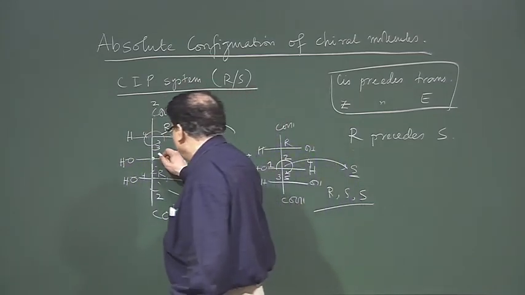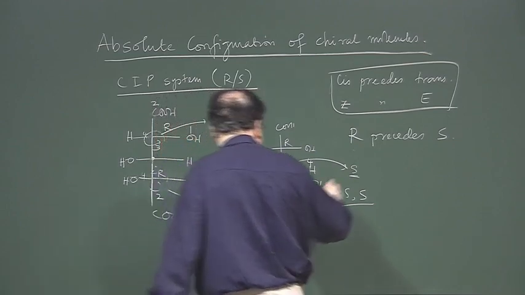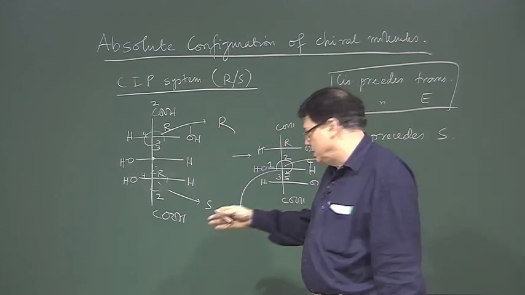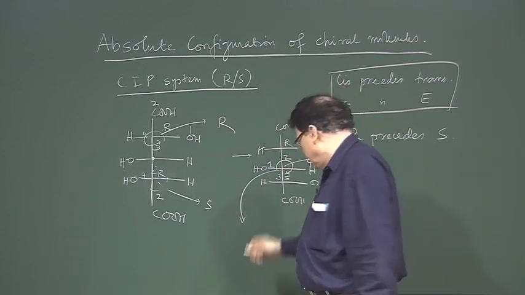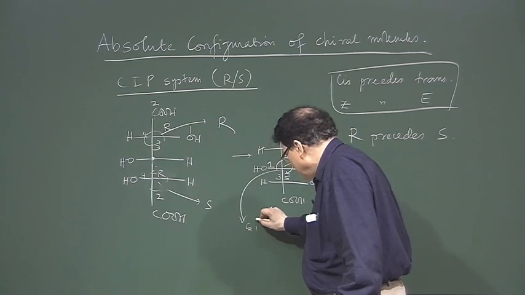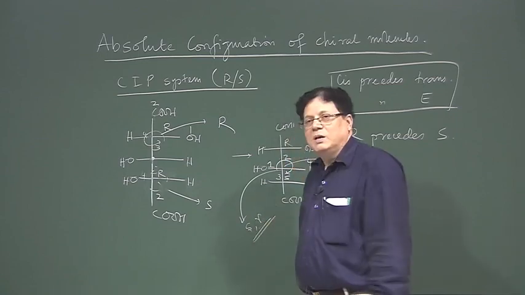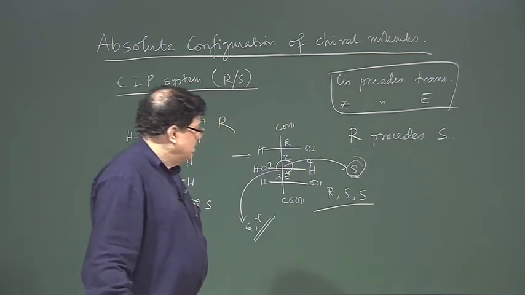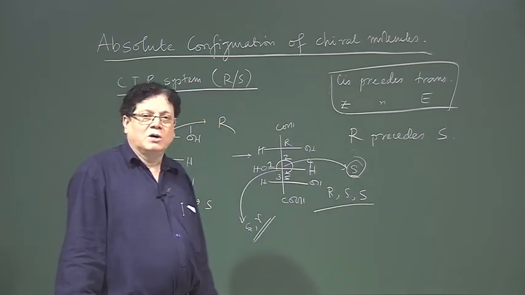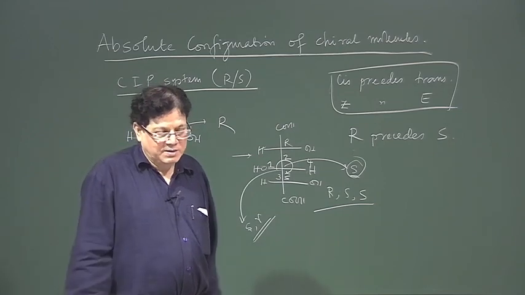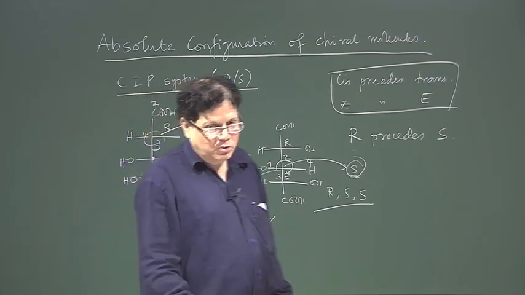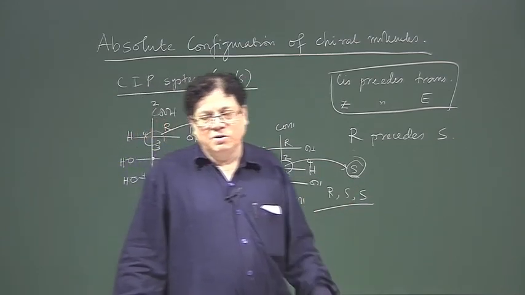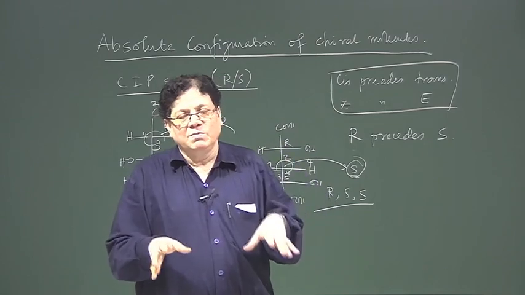Some books prefer to write small r or small s for this, to distinguish between the normal stereo center and this type of pseudo stereo center. They use the small s, small r notation. Okay. So, we have now gone through this absolute configuration, the Cahn-Ingold-Prelog system, and you have seen how to assign the RS nomenclature to a compound which is written in a 3-dimensional formula or in a Fischer projection formula, and there are certain rules. You always remember those rules.